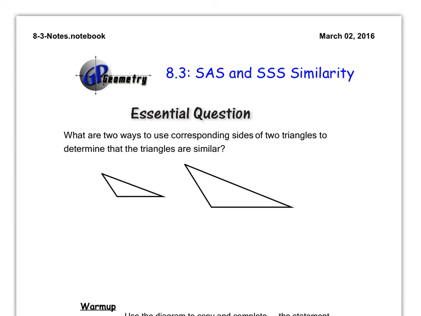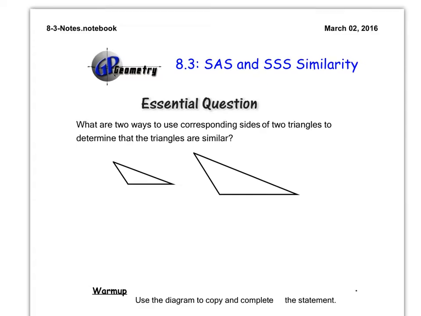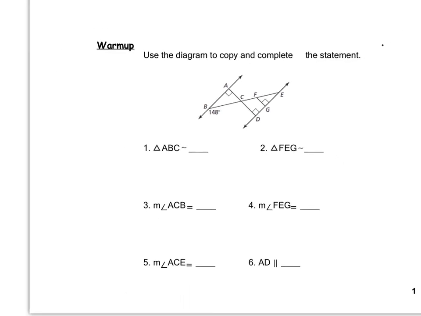In this lesson, we're going to look at some new ways to find that two triangles are similar. We have one way already, one shortcut, and that is angle-angle. So with our angle-angle similarity, we have these warm-up problems that we just did. If not, you can pause the video and do those. Let's take a quick look at them. With these problems here, we're looking for angle-angle similarity, all right?